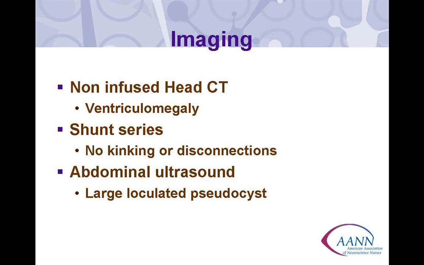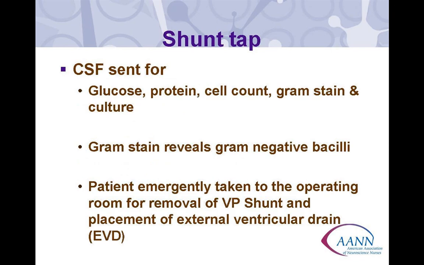So our shunt tap revealed CSF. We sent for cell count, glucose, protein, gram stain, and culture. And the CSF was found to have gram-negative bacilli, or Pseudomonas, in her CSF. So the patient was emergently taken to the operating room for removal of her VP shunt and placement of an external ventricular drain. Next slide.